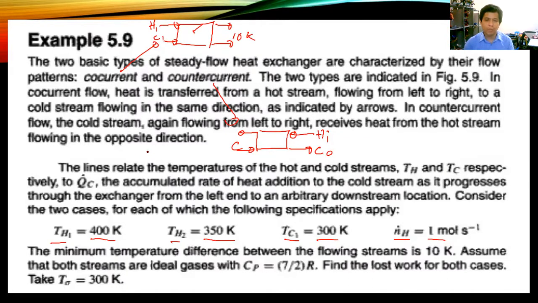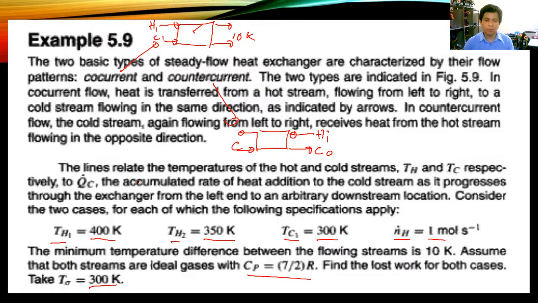Assume that both streams are ideal gases with Cp equal to 7.5 R. Find the lost work for both cases. So basically, T surrounding is 300 Kelvin. Basically, ang gagawin lang natin is we simply find Sg, tapos yung Sg, yung generated entropy, i-calculate lang natin yung W loss by multiplying Sg with T surrounding. So both for co-current and counter-current.